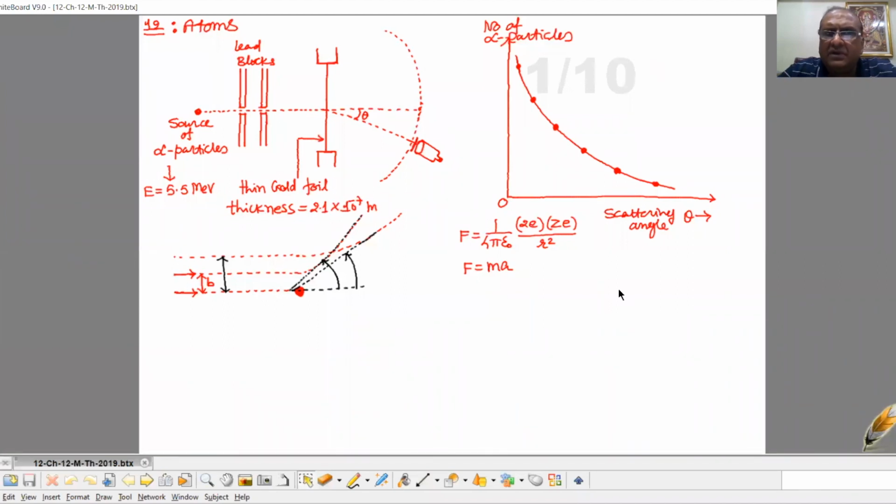Now chapter number 12, atoms. So during the development of the study of matter, scientists established this thing: matter is made of the smallest particle named the atom, and the size of the atom was also decided in those days, that is of the order of 10 raised to minus 10 meter.